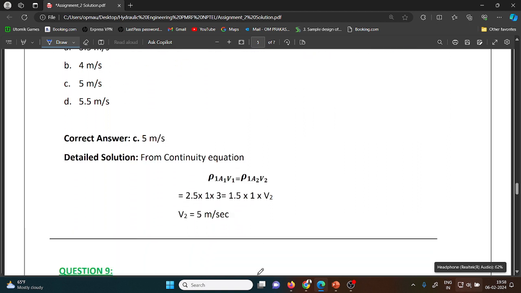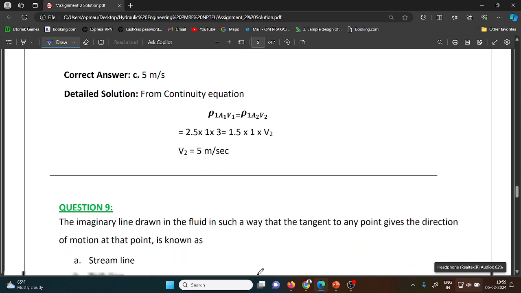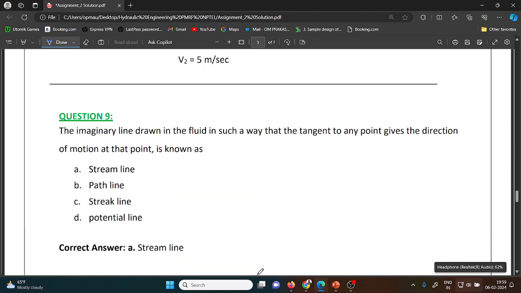So what is the continuity equation? If your fluid is incompressible, then rho 1 and rho 2 will cancel out from both sides. But here it is a compressible fluid, so at each section the density is given, 2.5 at one section and 1.5 at the other point. So you will calculate here, and you will get the velocity as 5 meter per second.